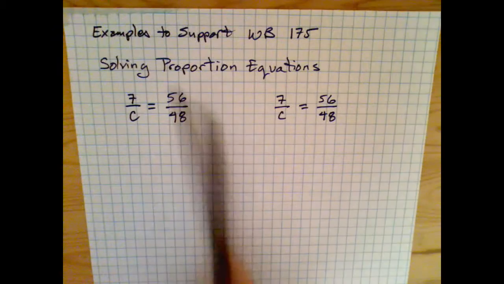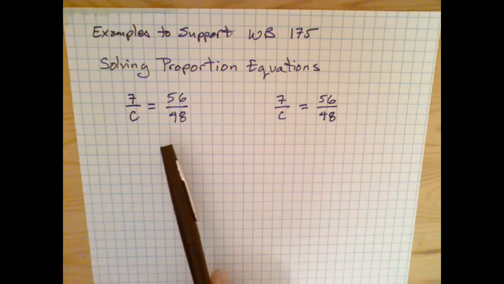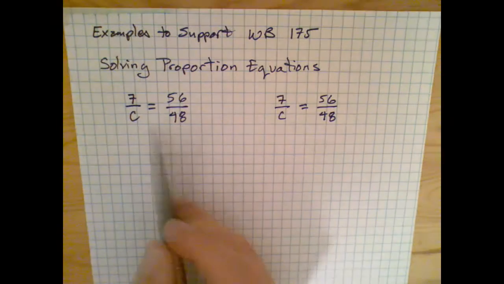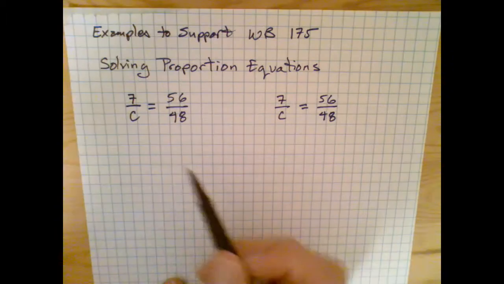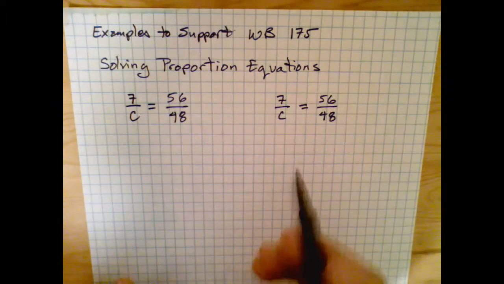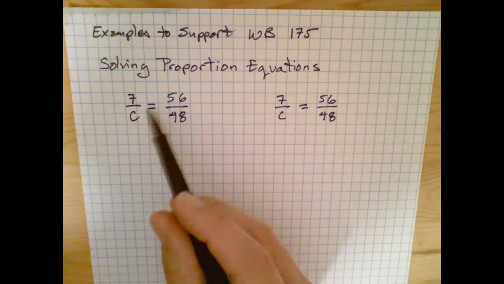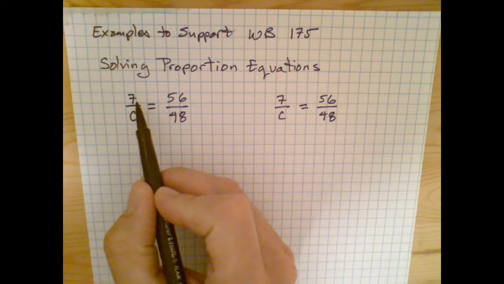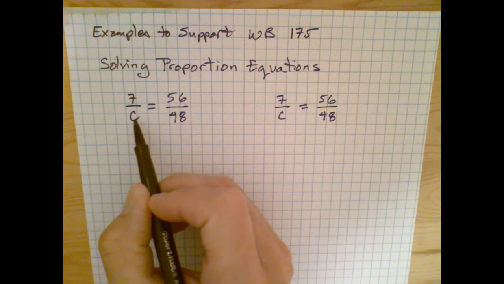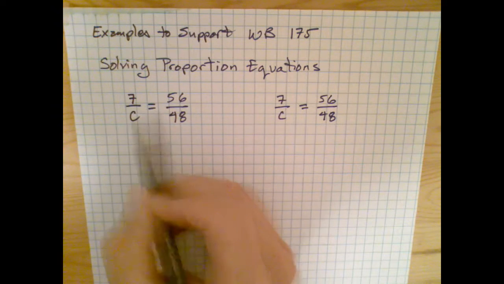So these problems are meant to support workbook page 175. What I have here is two proportions. Actually, it's the same proportion. I'm going to do them two different ways. When the numbers are easier, sometimes with just mental math we could see how things might be connected. For example, I'm looking for a value for C such that this fraction will be equal to this fraction, or this ratio will be equal to this ratio.